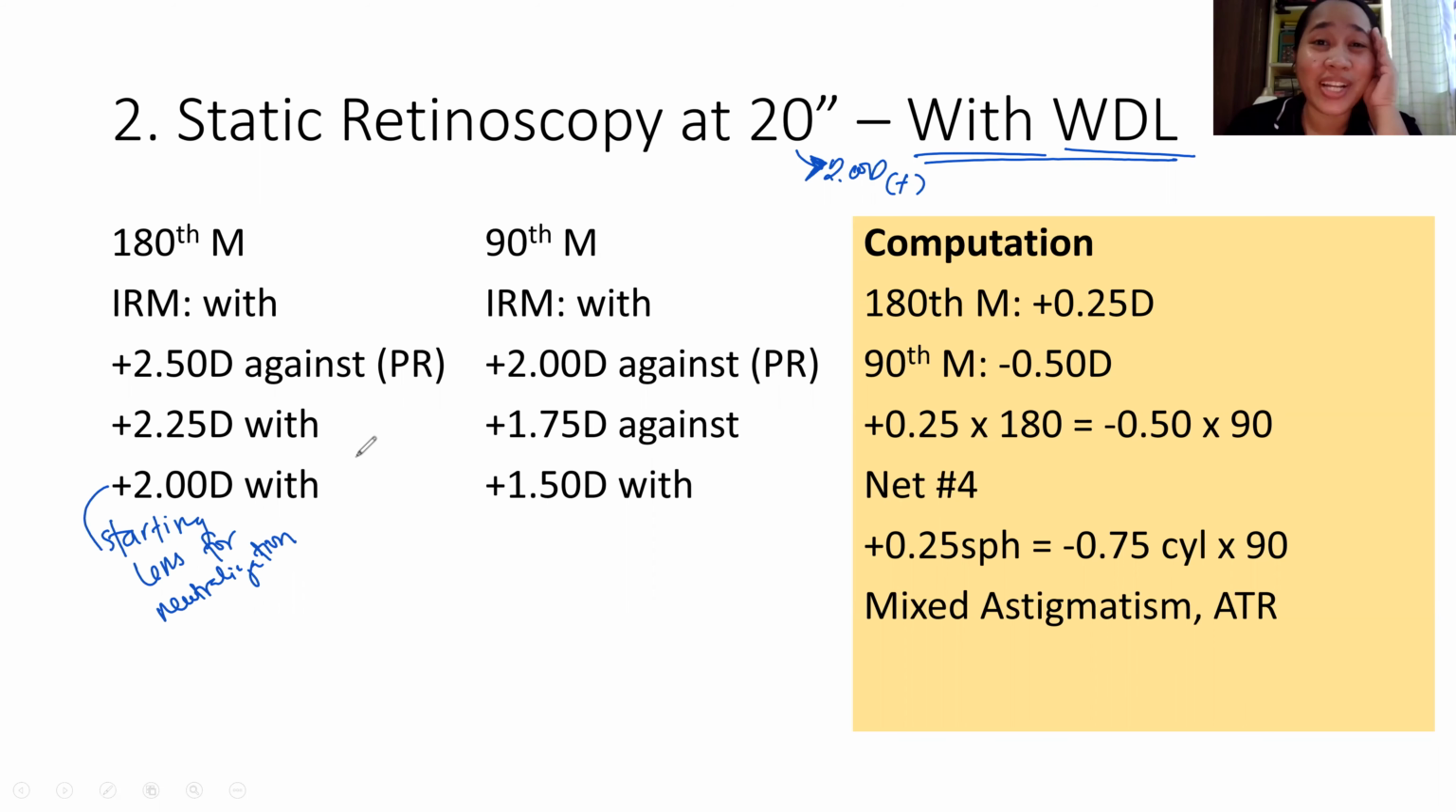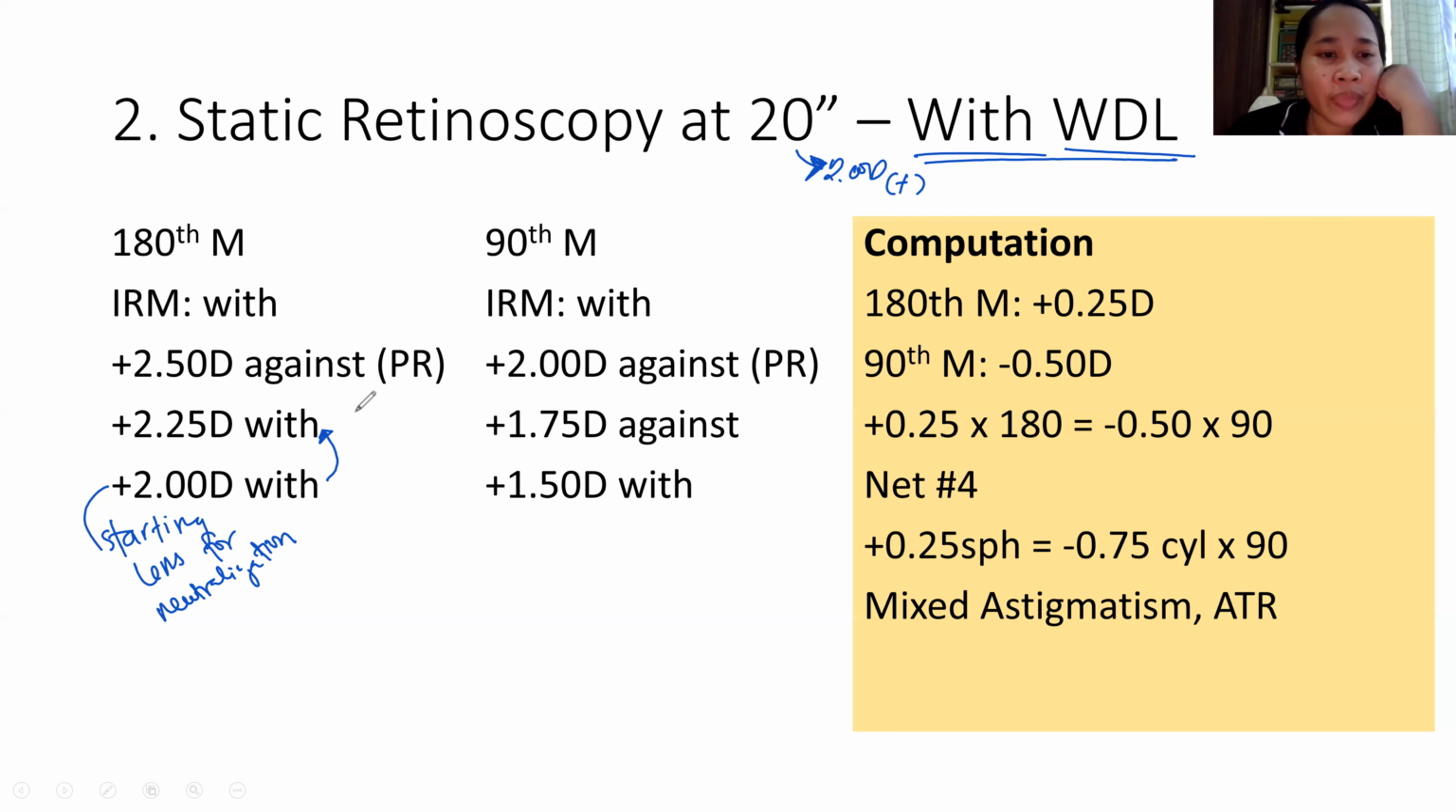Because it's still with, they will add more plus. Correct. So just imagine, I'm just imagining that you are all in front of me, and you are participating. So plus 2 is still with, so you increase in 0.25 increments. It's like a 4-rupter method. So at plus 2.25, the movement is still with.